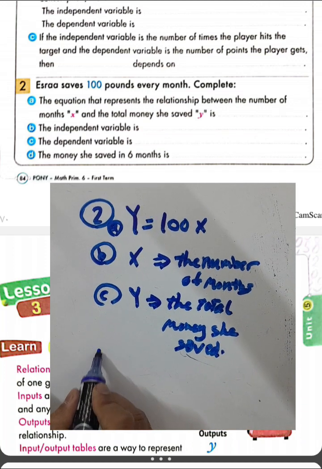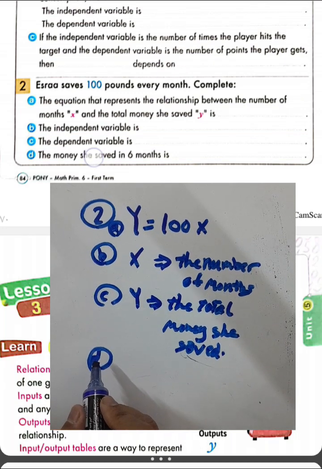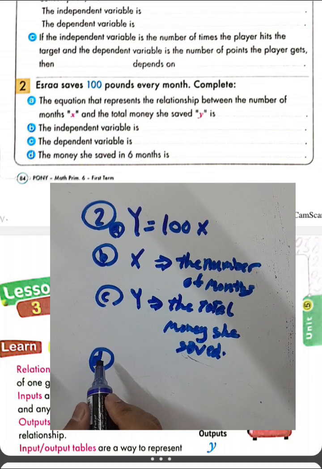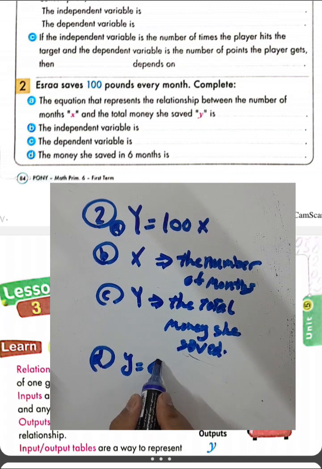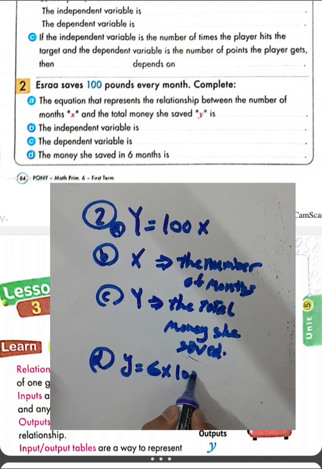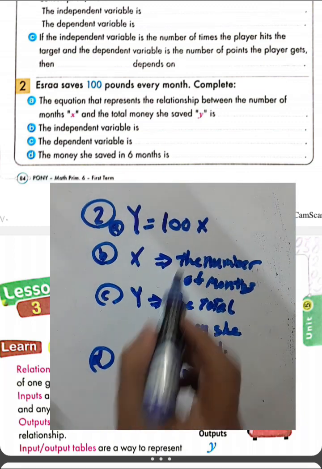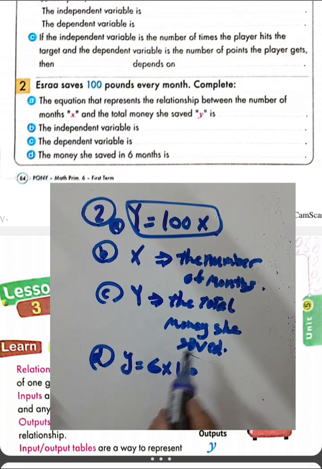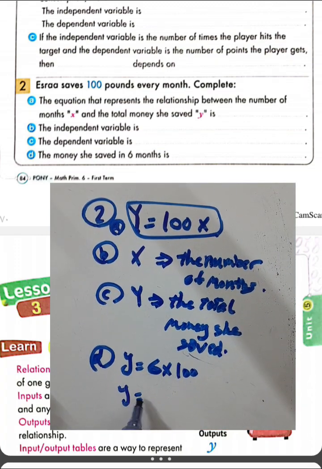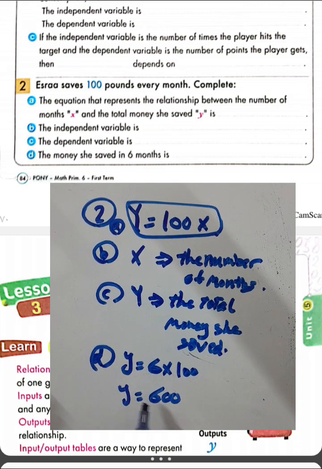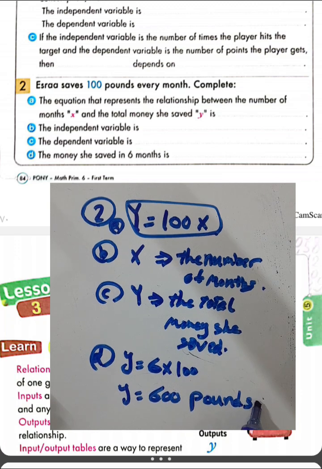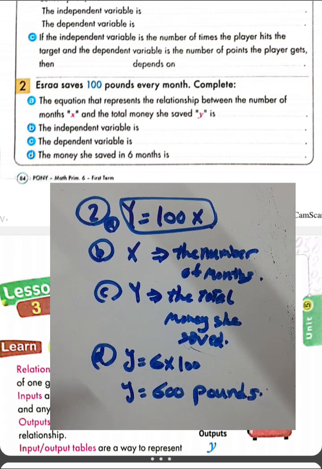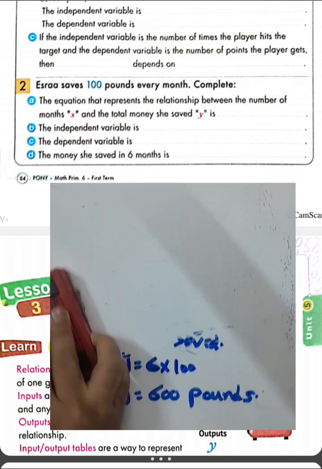Letter D, the money she saves in 6 months. Put x equals 6. Then y equals 6 multiplied by 100. In this relation, x refers to the number of months. If x equals 6, then y will be 600. She will save 600 pounds.